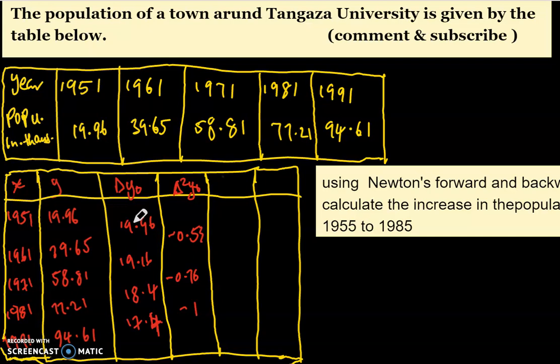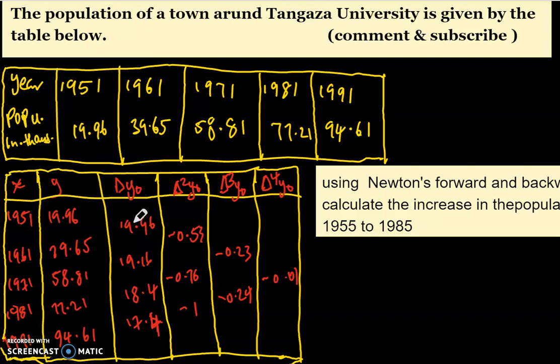Let's take the third difference. We will get the difference between this and this. This will give us negative 0.23, and this will give us negative 0.24. And finally, the fourth finite difference will be, if we take this minus this, we simply get negative 0.01. So this is what we have now.